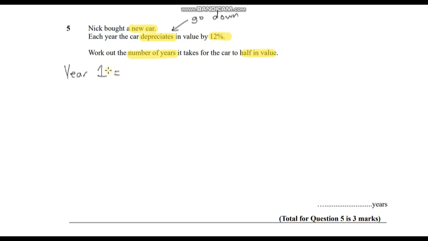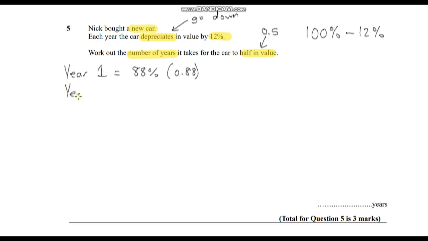So year 1, well, if it's going down by 12% from the original price, it's going to be worth 88%. Because remember, we always start at 100%. 100% is the original price, it is brand new, and it's going down by 12%. So the car is now worth 88%, and as a decimal, that is 0.88. So we want to work out how many years it takes for this value to get to 0.5. That's the same as halving in value.